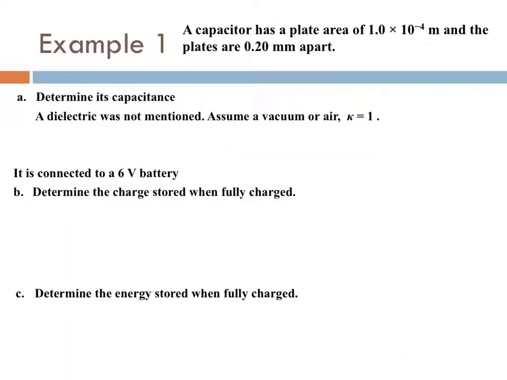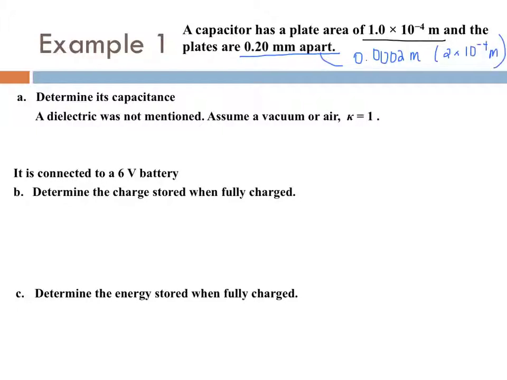So let's try this example. We have a capacitor that has a plate of area 1.0 times 10 to the negative 4, and the plates are 0.2 millimeters apart. Again, to make sure that we have that in a useful number, we have to move our decimal 3 places to the left, and that becomes 0.0002 meters, or 2 times 10 to the negative 4 meters.